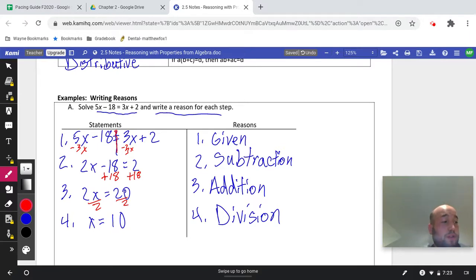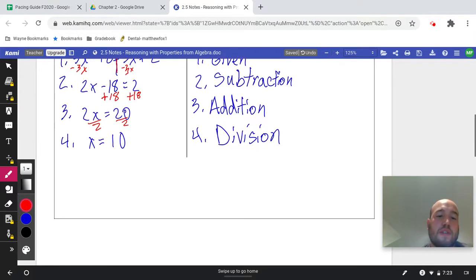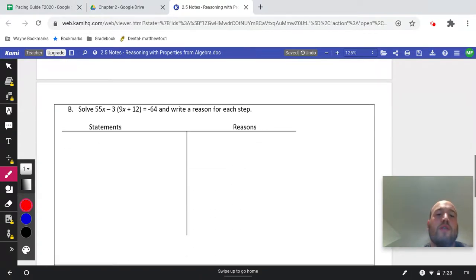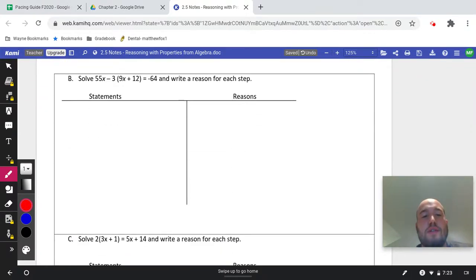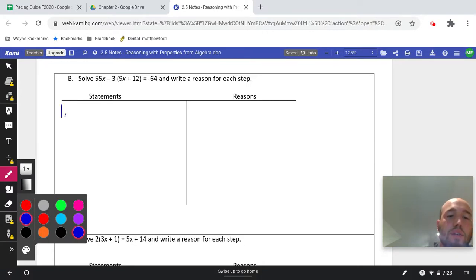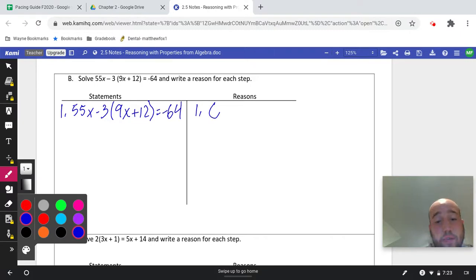Okay? So, we're going to go to another one here. And when you're doing this at home, you obviously aren't going to have a statements and reasons thing. But just draw a quick t-table here with statements on one side, reasons on the other. And once again, our first step, we just write it down. So 55x minus 3(9x plus 12) equals negative 64. And our first reason, hopefully you remember, is always given.